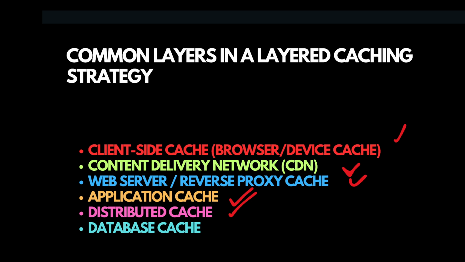Okay. Lastly, we have database cache. What it caches: query results and data blocks, often handled automatically by the database itself. Where it lives: within the database server's memory. The pros of it: it optimizes the database's own operations. The cons of it: limited control, and it can be invalidated by writes to tables.